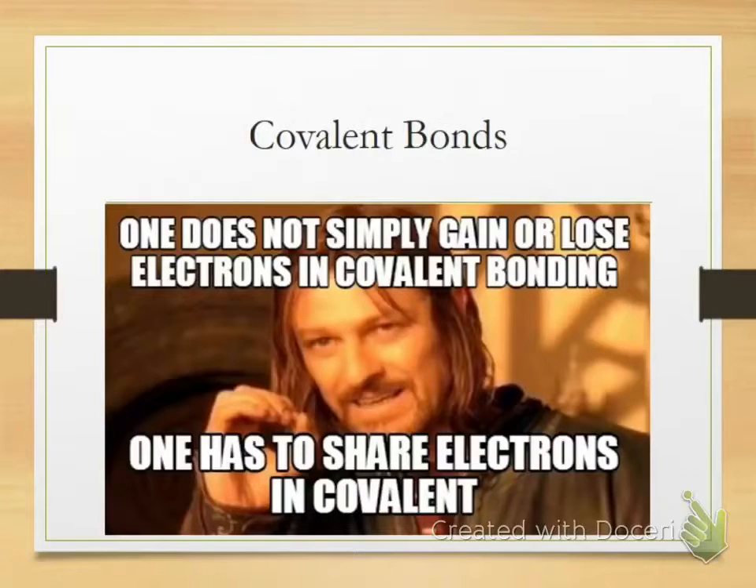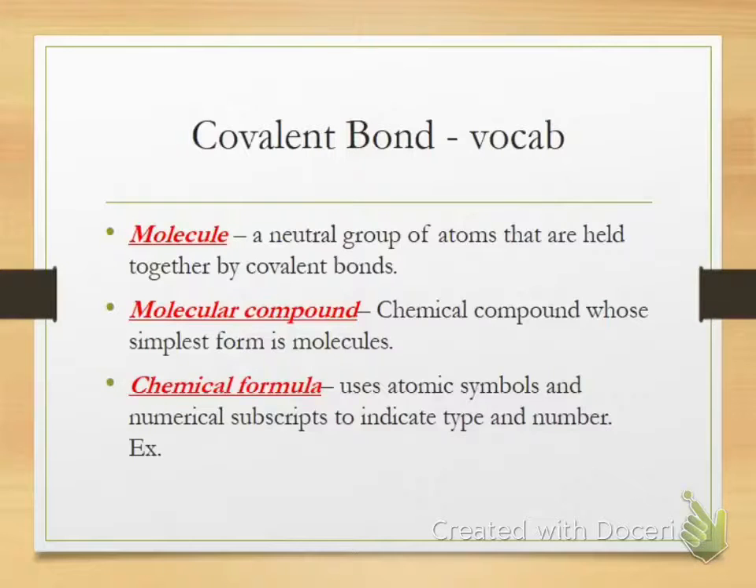Covalent bonds. Okay, a molecule is what we call a covalent bond. So we sometimes refer to them as molecular compounds because they form molecules, and they are held together by those covalent bonds. The molecular compound is the whole chemical. And then the chemical formula is your atoms and symbols that tell you how many you have.